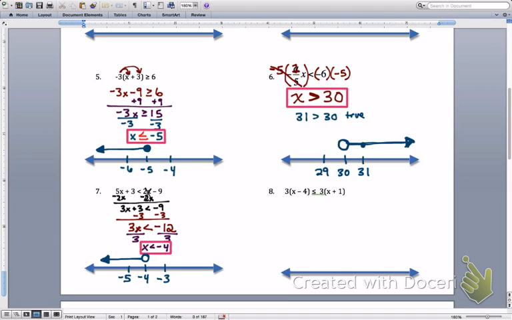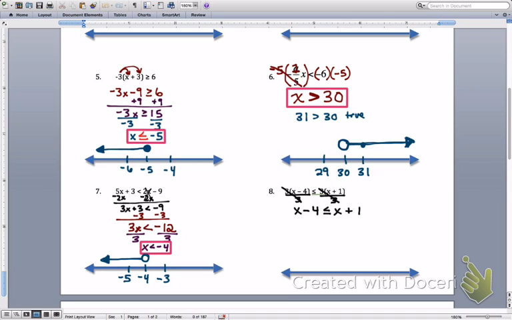Alright, the last one, I'm going to use a shortcut that I think you all might like a little bit better. I'm going to divide both sides by 3 right away. In doing so, 3's cancel, 3's cancel. So I am left with x minus 4 is less than or equal to x plus 1.